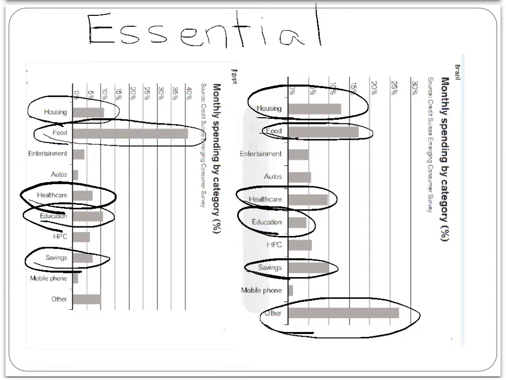When you look at two bar graphs, it's useful to categorize or group certain things together in order to decide how you will structure your essay. In this case, for the two countries, Egypt and Brazil, I've categorized essential categories as housing, food, healthcare, education, and savings.